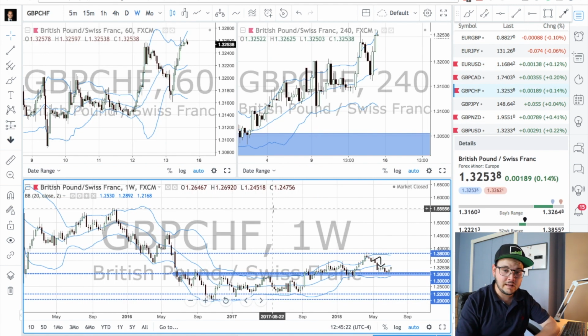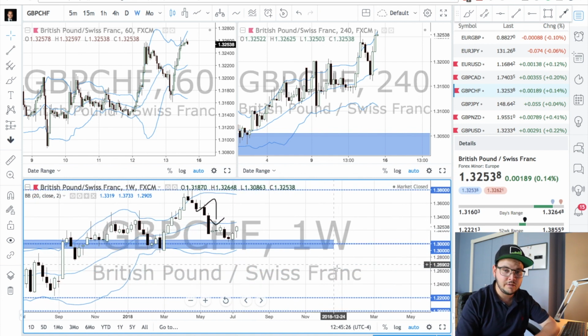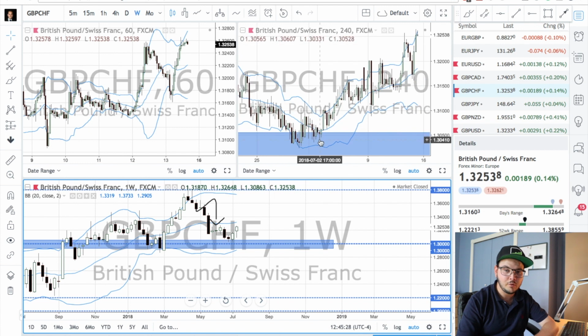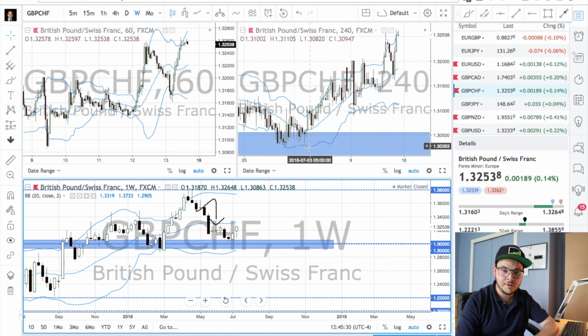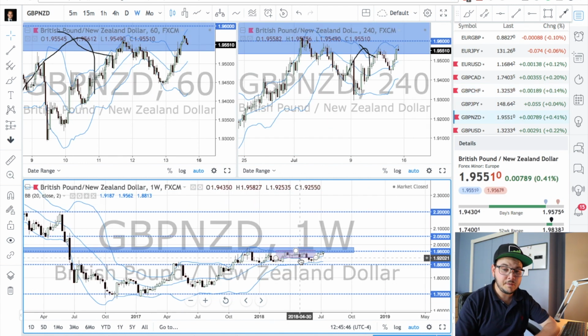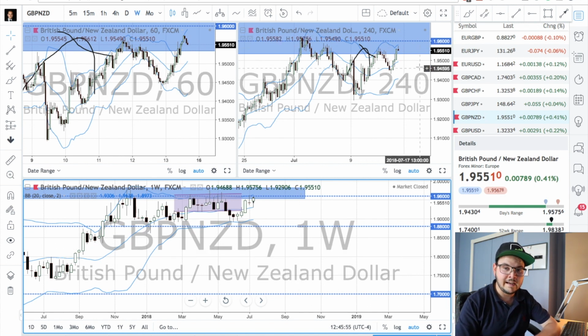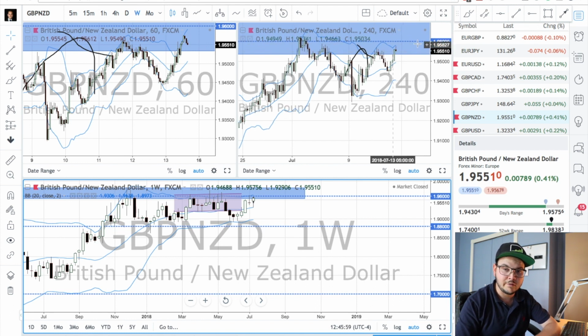GBP CHF on a weekly chart looks like it's at its support area, although it bounced a little bit. If you see on the 4 hour chart, for example, quite a big move to the upside over here, and we can still look for trades, but we would have to wait for price to come back to the lower band of the Bollinger Band before placing any trade and seeing the setup once again with price action. GBP NZD is also doing the same thing. We talked about this last week, reaching a resistance area at 1.96, and it looks like we're very close here to the upper band on the 4 hour chart. I like how this looks.